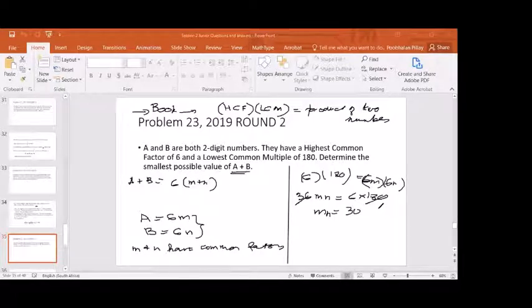So that is 6 into m plus n. So to find A plus B, I need to know what m plus n is. So that becomes the question mark. What is m plus n? You see, this is round 2 now.